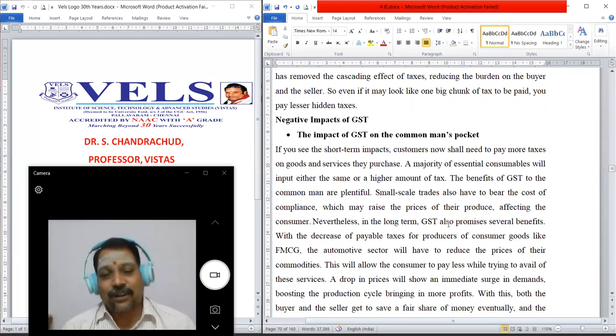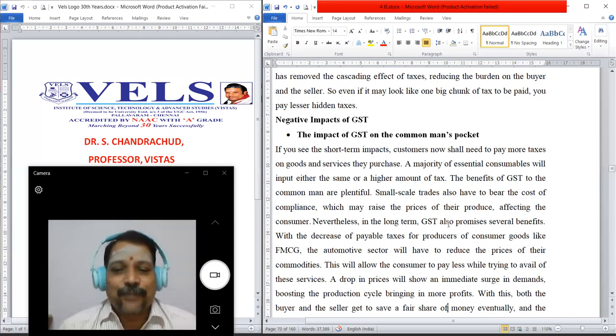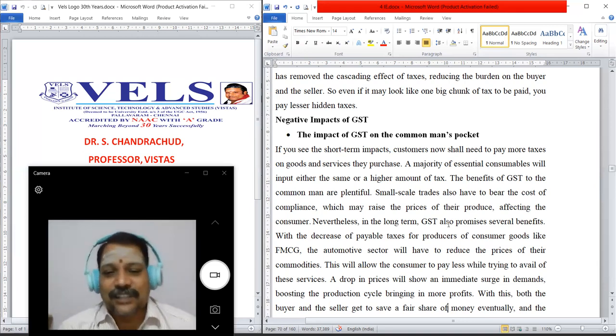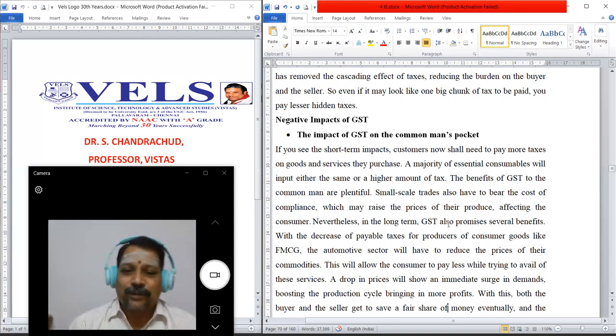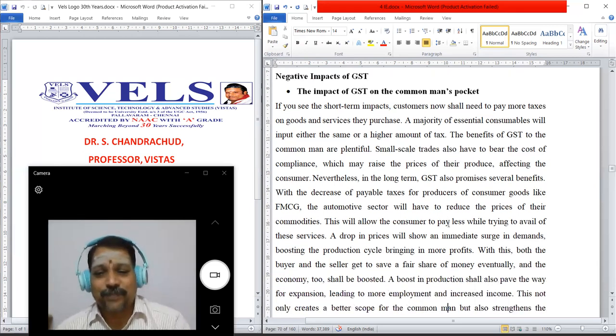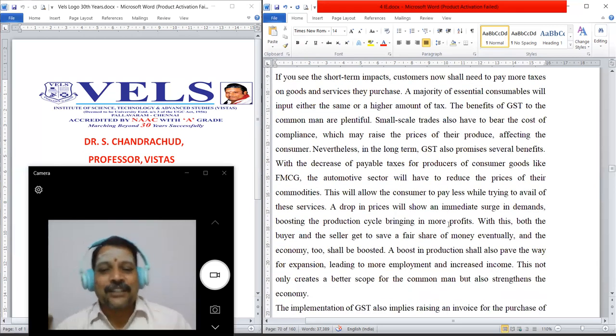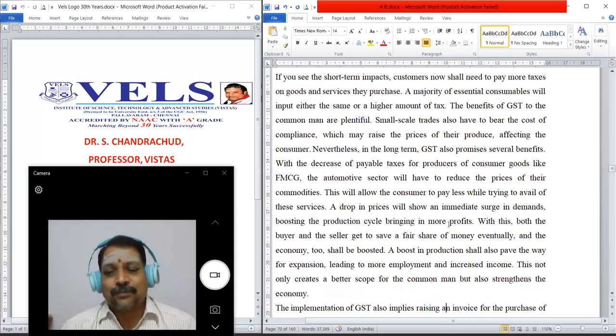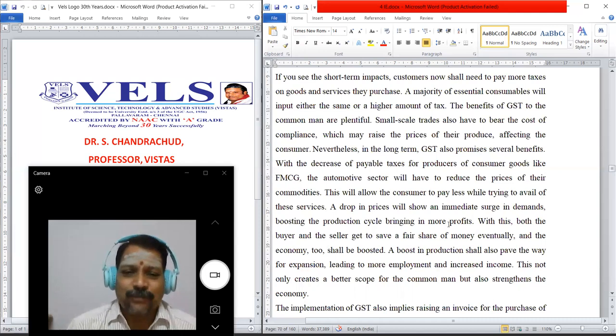Nevertheless, in the long term, GST also promises several benefits, with a decrease of payable taxes for producers of goods and services like FMCG and the automotive sector. These sectors can reduce the prices of their commodities because of GST. This will allow the customer to pay less while availing these services. A drop in price will show an immediate surge of demand, boosting the production cycle and bringing more profit.